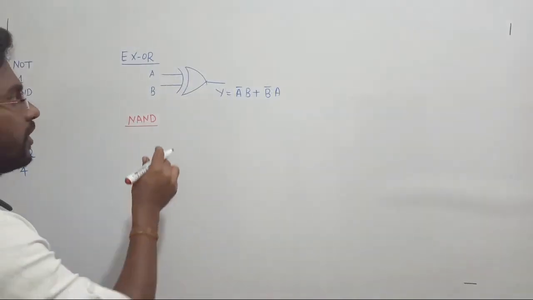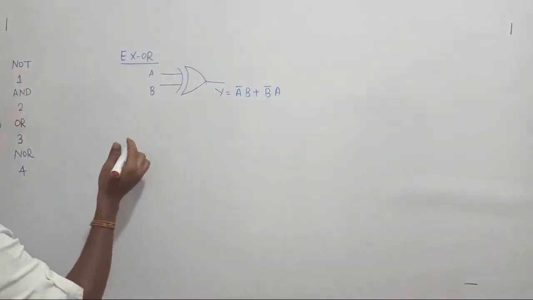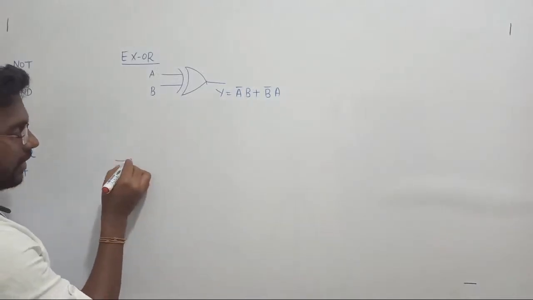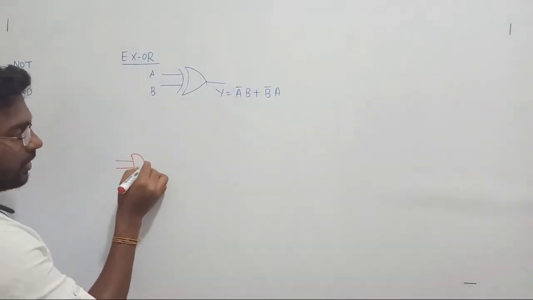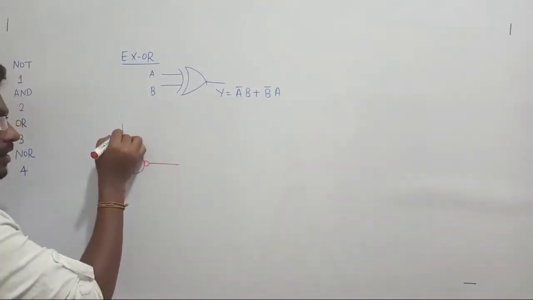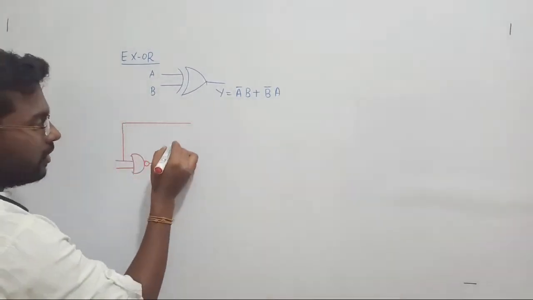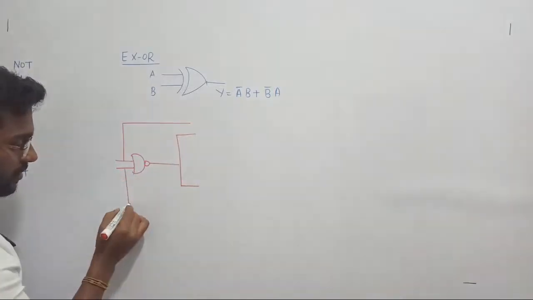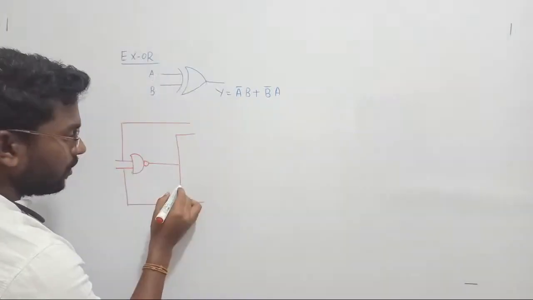But NAND gate, we are going to visualize the XOR gate. Let's see. For that I am just thinking, right? I am taking one NAND gate here. Let us take this input here, and let us take this input also here, and this input also here.